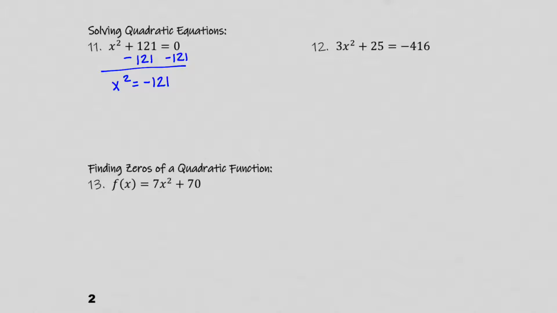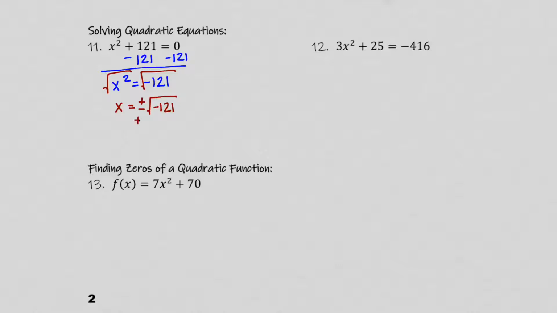So when I write this, the square root of x squared is x, and I have to put a plus and minus square root of negative 121. That's what I just did, but do not forget that plus and minus. That means I have two answers. I have x equals a positive square root of negative 121, and x equals a negative square root of negative 121. So let's simplify our radical here a little bit.